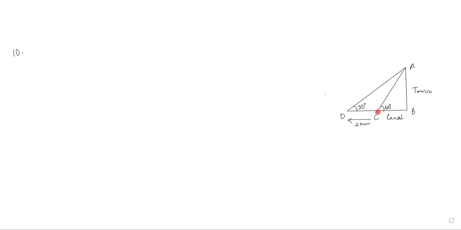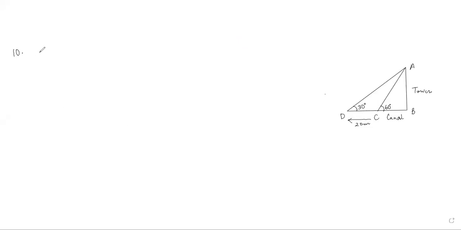From here, you move 20 meters on this side and reach a point D. From D, your angle of elevation is 30 degrees. So you have got two angles of elevation. One is 60, the other one is 30. What do you need to find? Find the height of the tower and the width of the canal. So how to solve? Let's see.